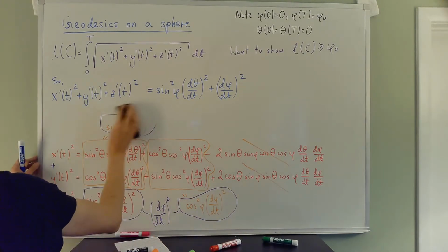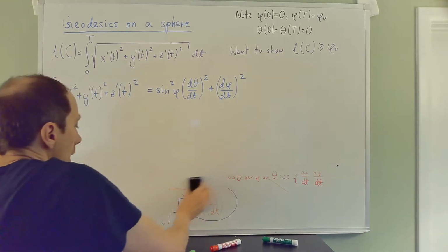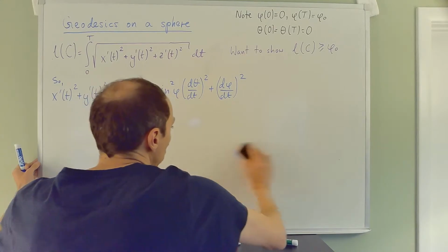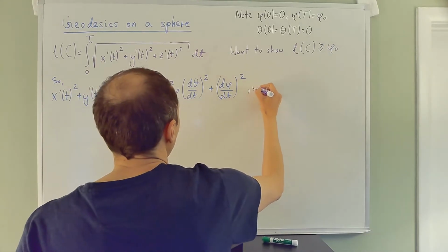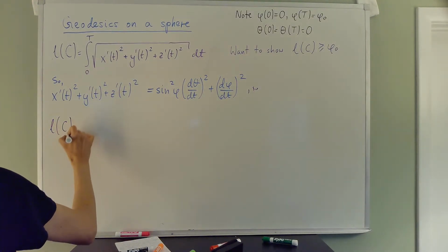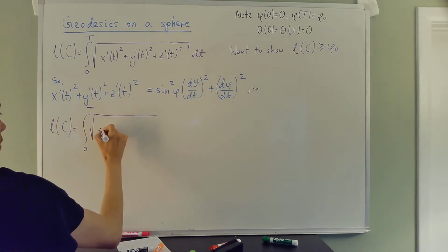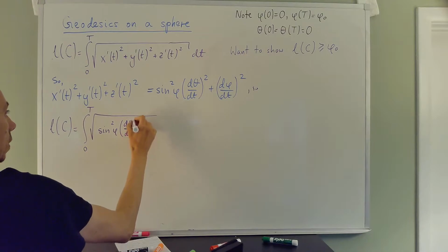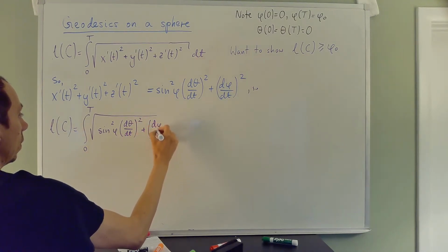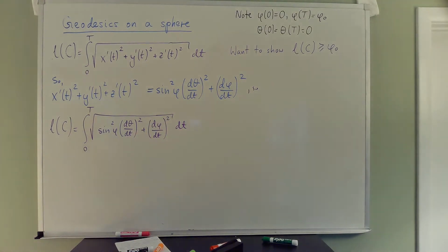Okay, so once we have that, we can forget about this nightmarish calculation, and we have a rather uncomplicated formula. So this integral, the length of c is equal to the integral from 0 to t, square root of that expression. Okay, well, that is some integral.